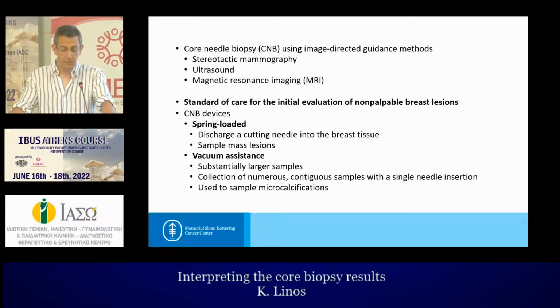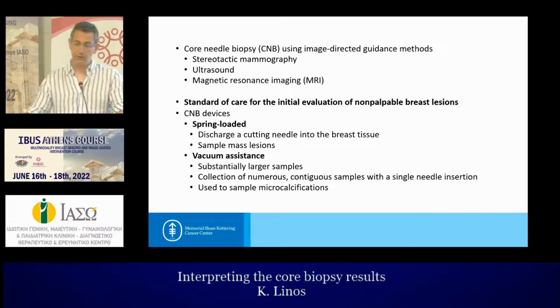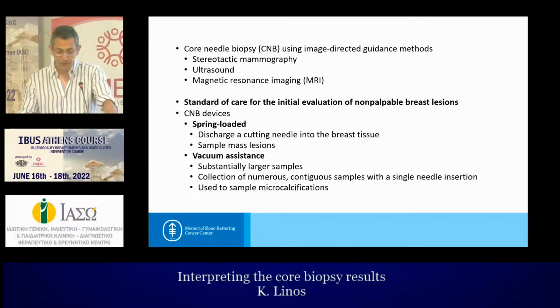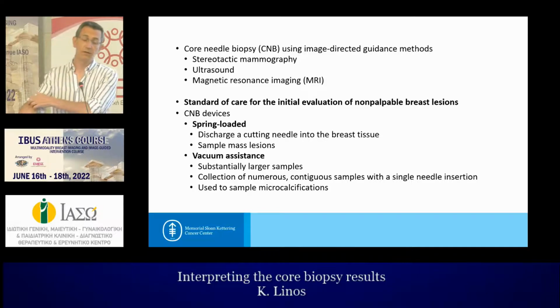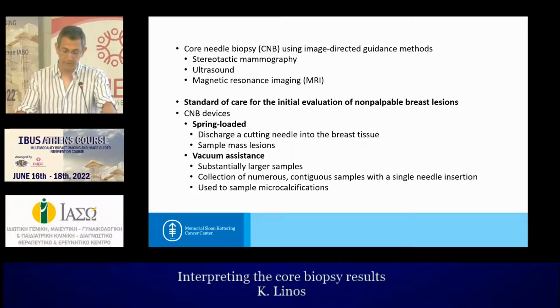What are you biopsying? Are you biopsying a mass? Are you biopsying microcalcifications? Are you biopsying architectural distortion or a non-mass enhancement on the MRI? You have to put the differential as a radiologist. What is the differential? The level of radiologist suspicion, the so-called BI-RADS category. How did you do it? The image guidance methods. What size of needle did you use? And the number of cores obtained. So all these, you have to put on the requisition form.